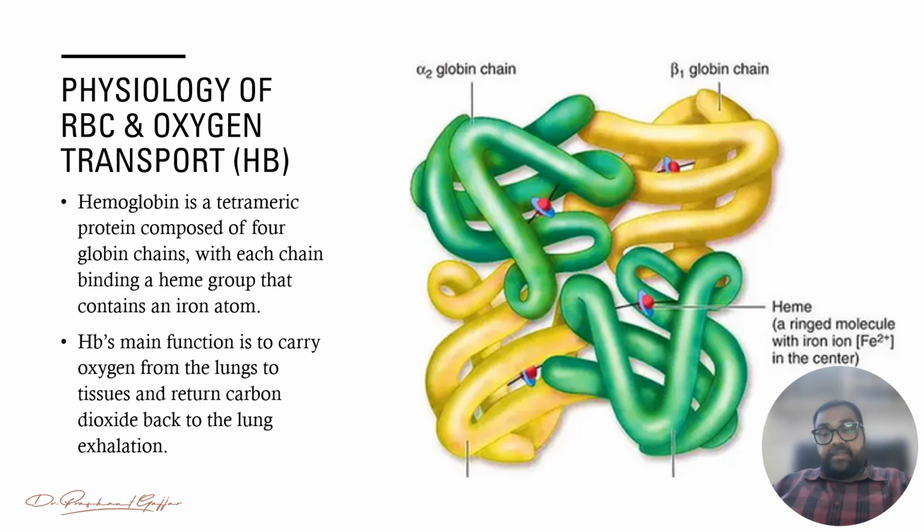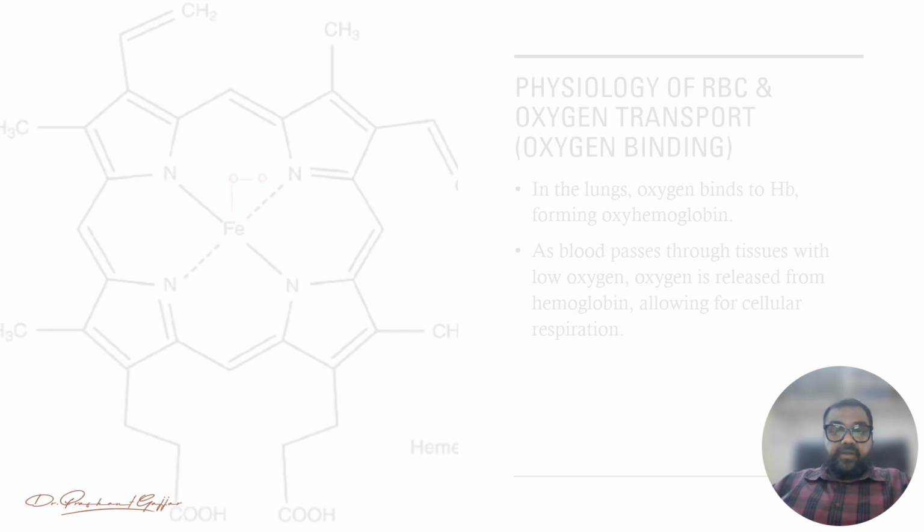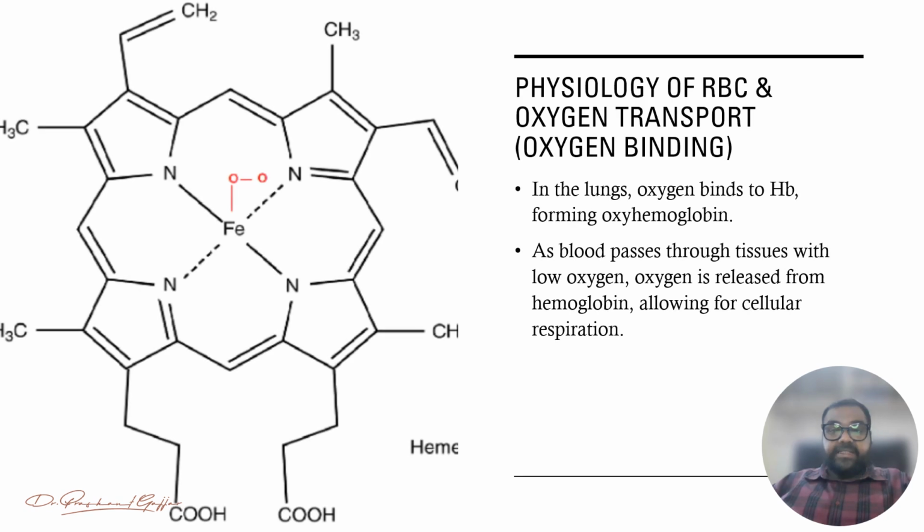So in the respiratory system, in physiology, you already learned how the exchange of gases happens, and how the transportation of the respiratory gases happens, right? So the commonest condition is that oxygen binds to the HB and forms oxyhemoglobin. As the blood passes through tissue with low oxygen, oxygen is released from the hemoglobin, allowing cellular respiration. You already learned that, you just have to recall it, right?